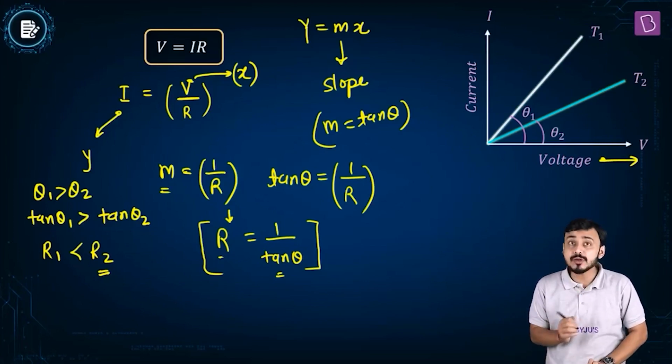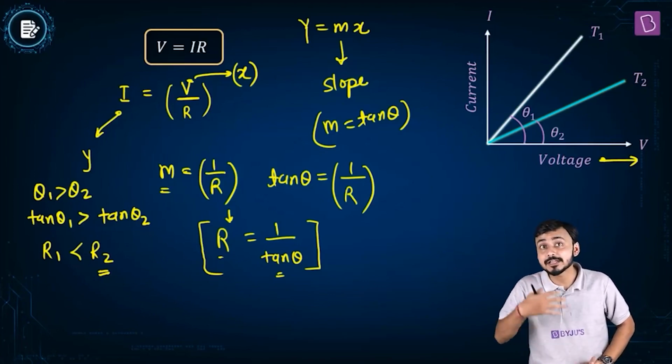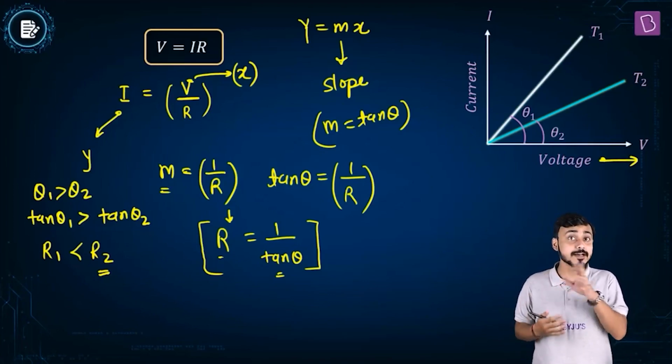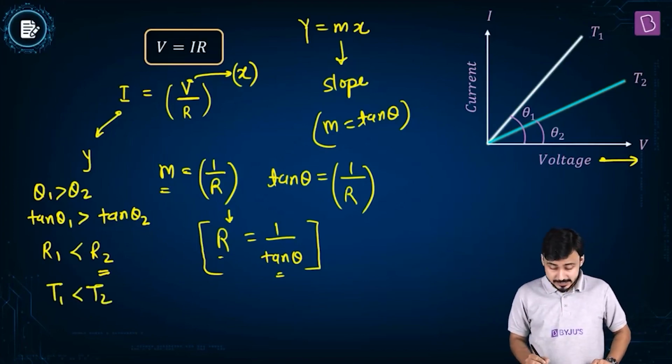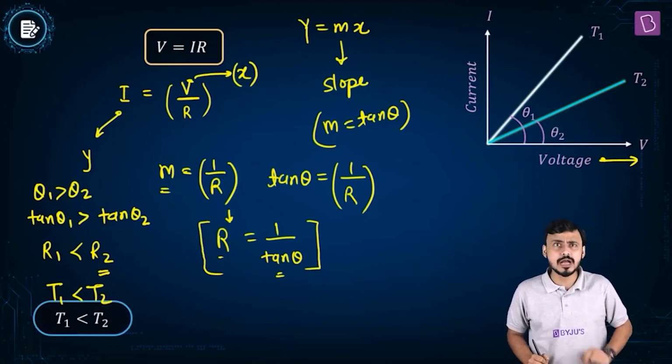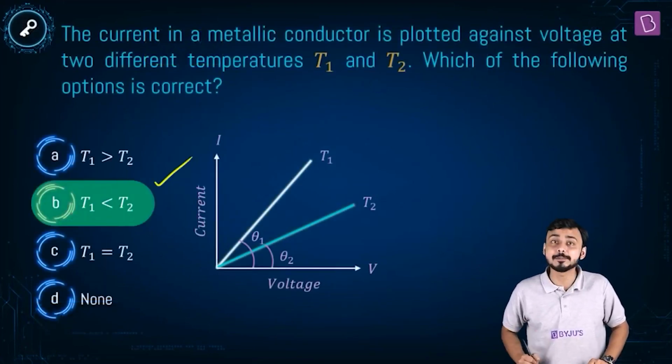But for the metals, more the temperature, more will be the electrical resistance. Correct? So R2 is more than R1. That means T2 is also more than T1. Temperature in the second case is also more than temperature in the first case. That means T1 should be less than T2. So the correct answer in this case will be T1 less than T2. Now let's look into the options. Option B in this case will be the correct option.